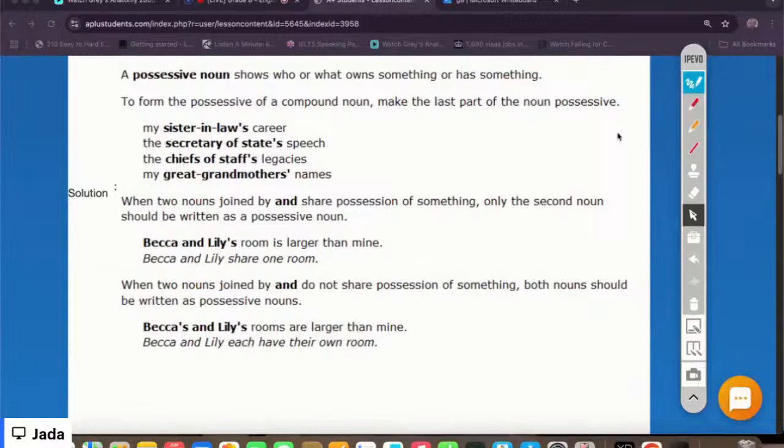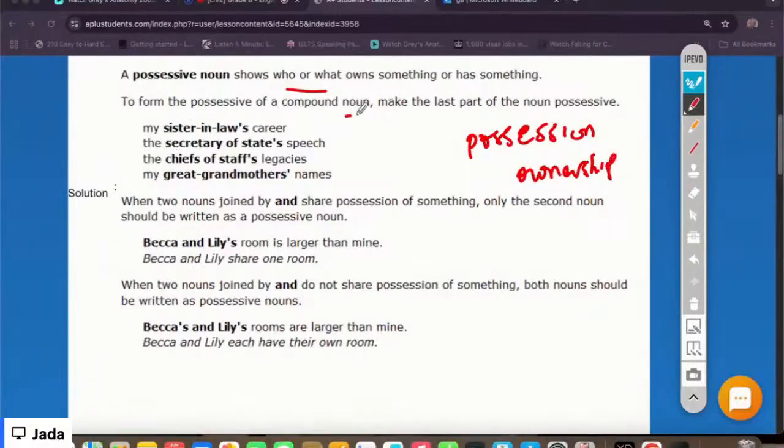Okay, so a possessive noun shows who or what owns something or has something. So it shows possession and ownership. To form the possessive of a compound noun, make the last part of the noun possessive. Just like my sister-in-law's career, the Secretary of State's speech, the Chiefs of Staff's legacy, my great grandmother's name. So if you're making the compound noun possessive, you add the apostrophe and s at the last part.